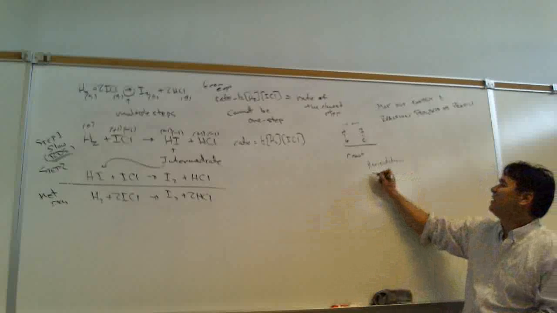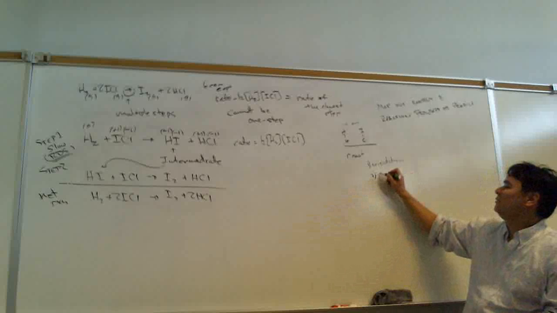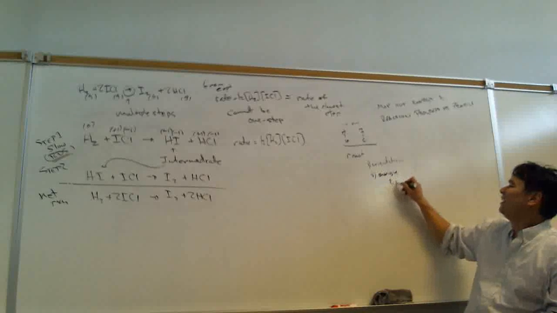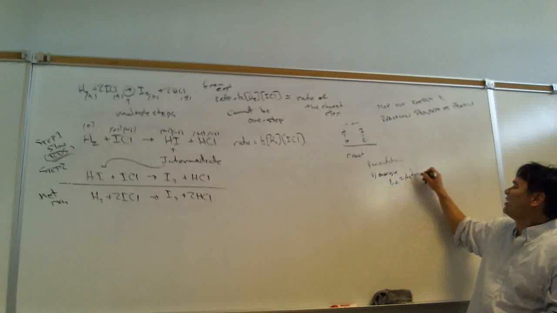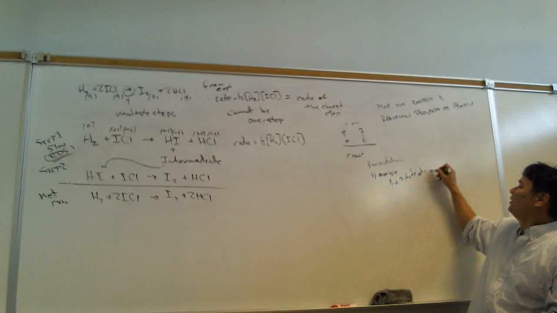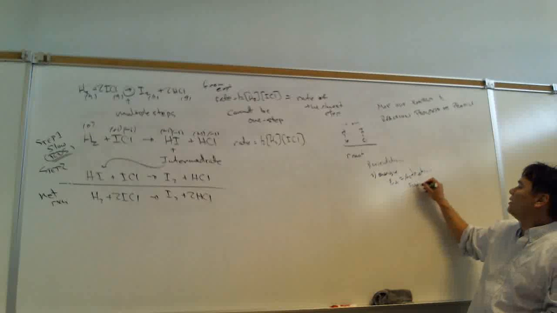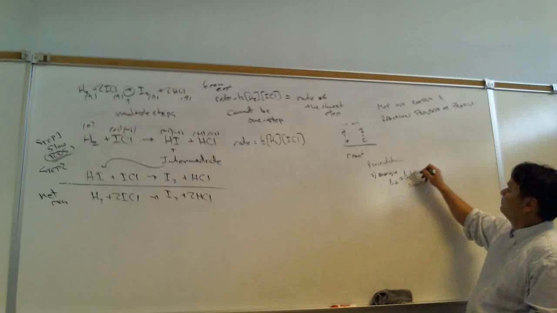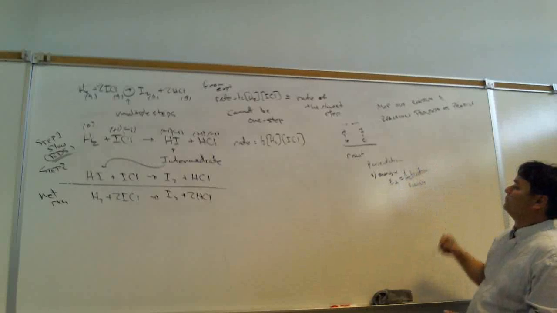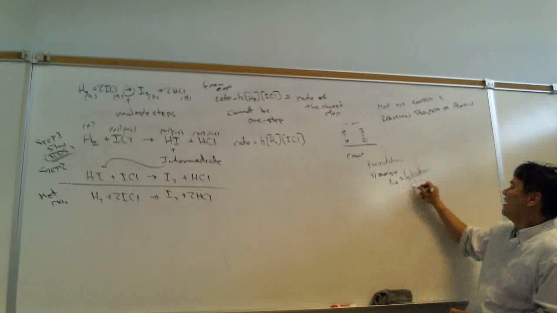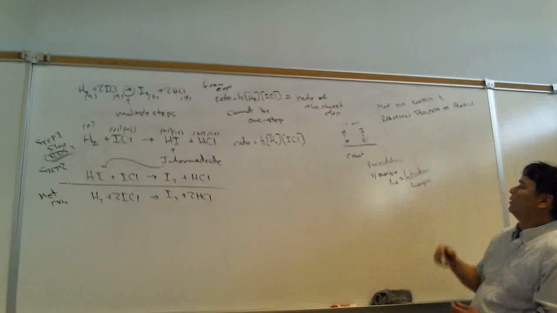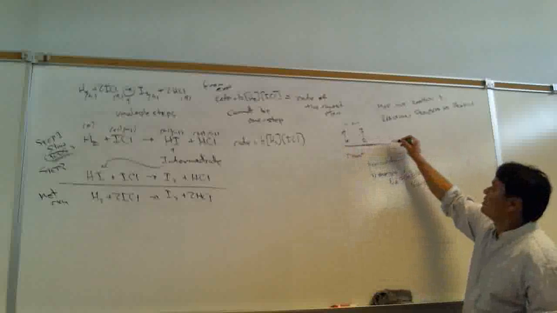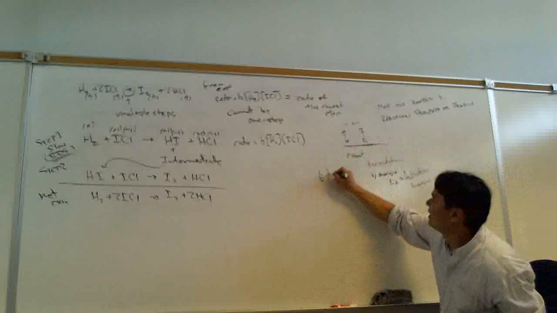And the other thing a collision must have is the energy. This energy we call E sub A. E sub A stands for the activation energy. The activation energy we represent like this. So this is an energy level diagram. And so we plot energy on the y-axis.